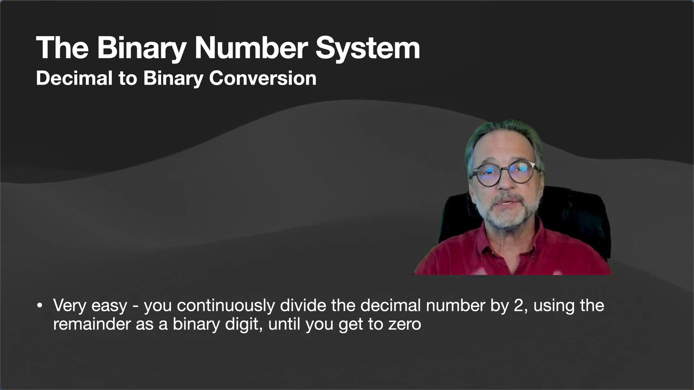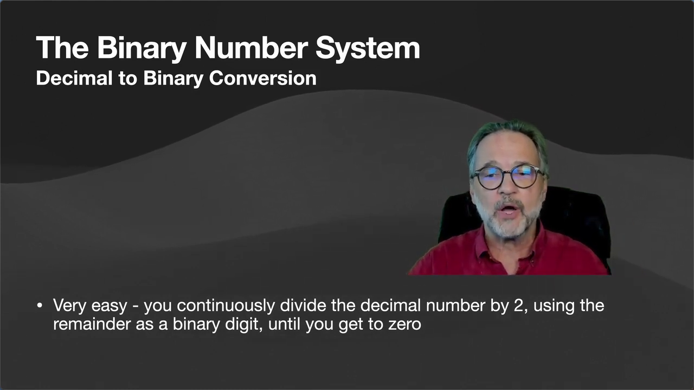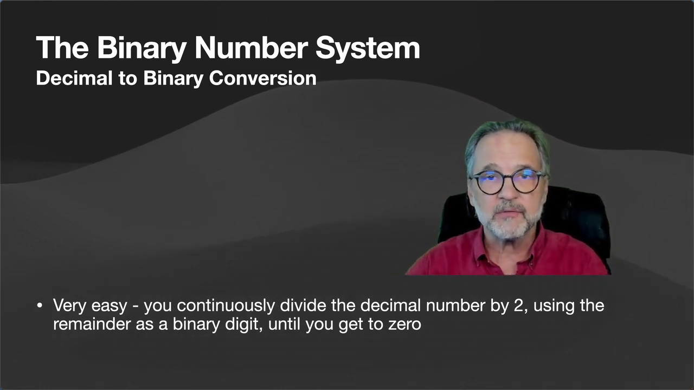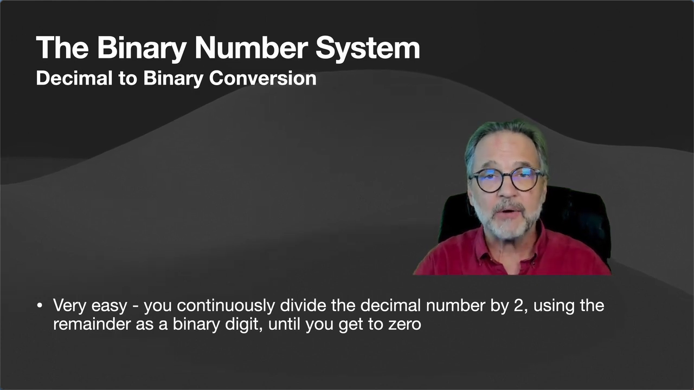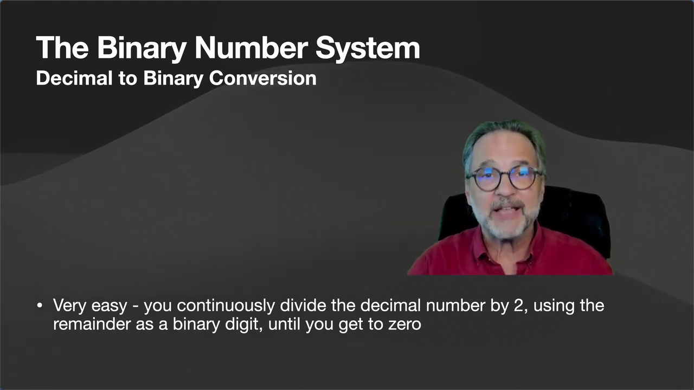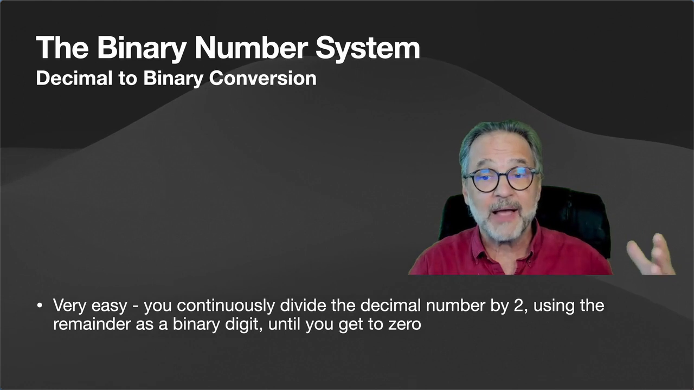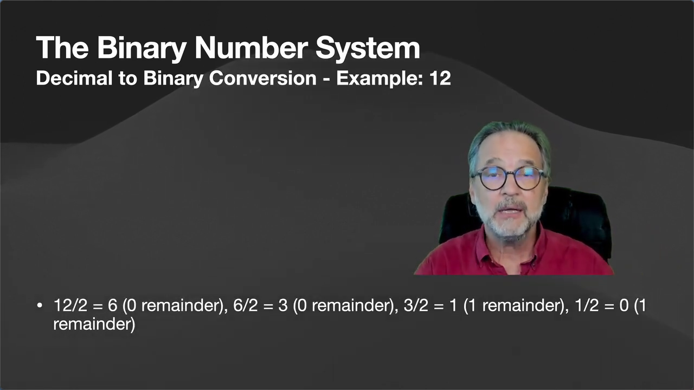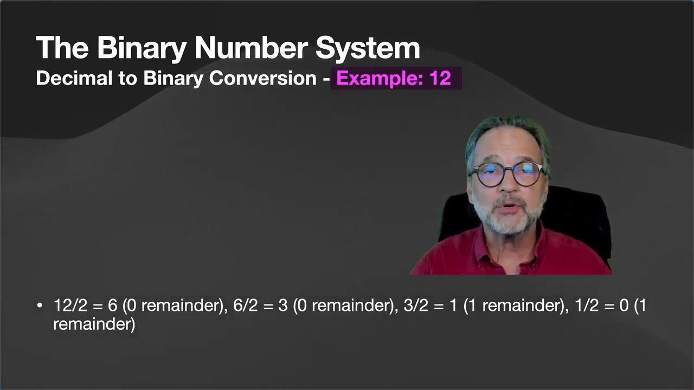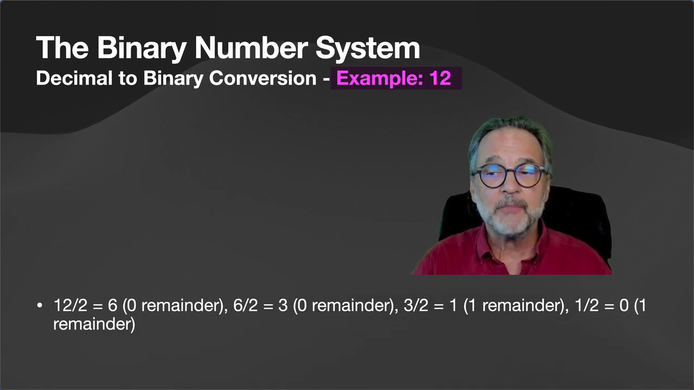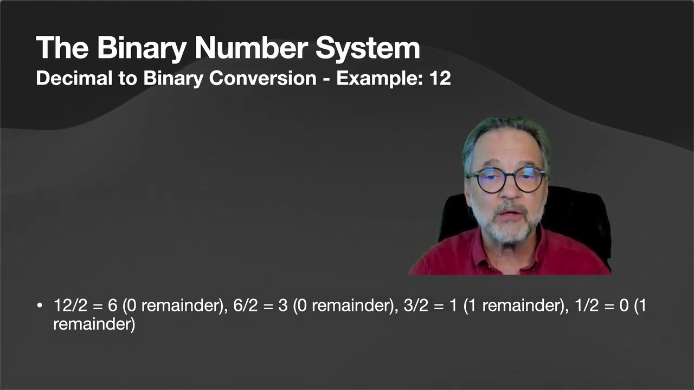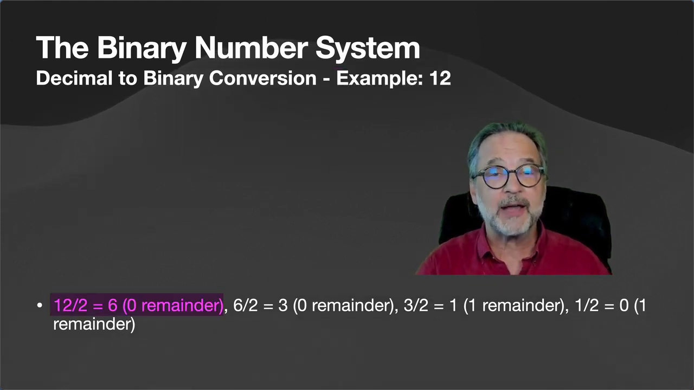And what you do is you take the remainder of each one of those divisions and you write that down, and then you flip them, and then that's your binary number. So we've got some examples here. So let's take a look. The number 12. How do we find out what the binary equivalent of decimal 12 is? Well, what we do is we take 12 divided by 2.